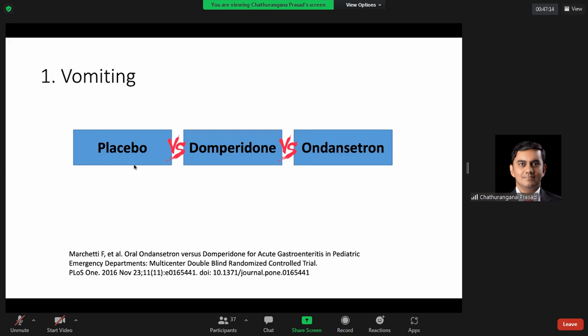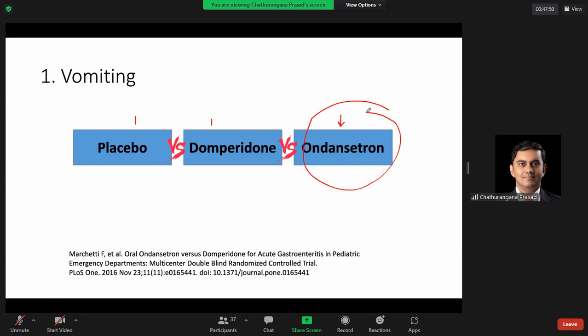Like that, they looked at a few criteria as outcomes, and they found that the placebo group and the domperidone group had the same outcomes, which means domperidone was not very efficient at managing diarrhea. But the ondansetron group had a clear advantage, where they could discharge most of the patients. The vomiting settled dramatically, and they required less IV fluids. Because of that, you'll find that most Western countries now use ondansetron as the first line.